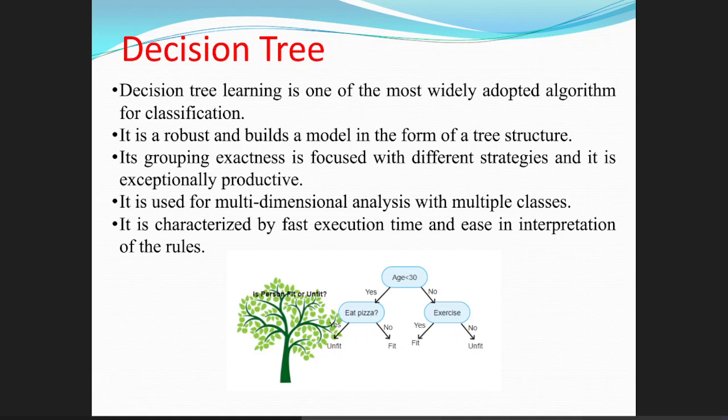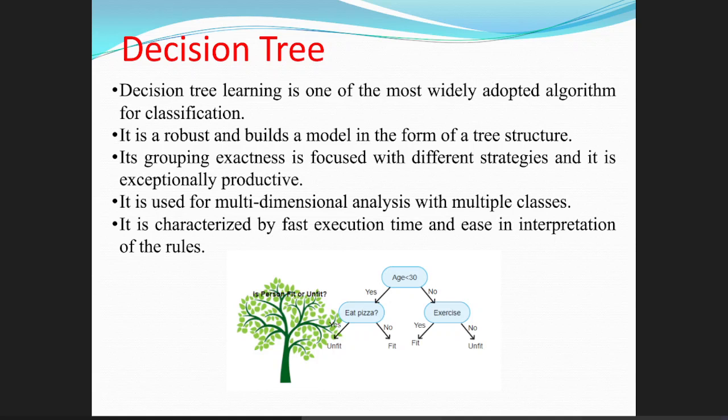Decision tree is another algorithm that plays a very critical role in supervised classification algorithms. It is one of the most important algorithms. It is a very simple approach. Whenever we have any random data set, I will create a hierarchy, draw a tree, and accordingly find out which particular class an input belongs to. So basically we build a tree. It is robust and builds a model in the form of a tree structure.